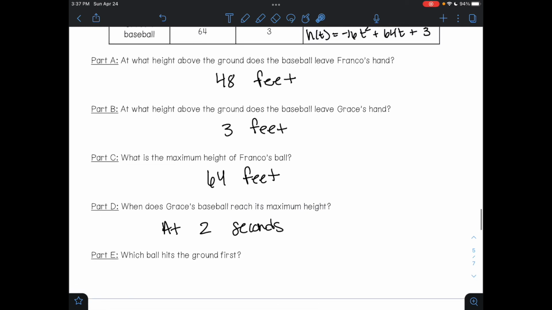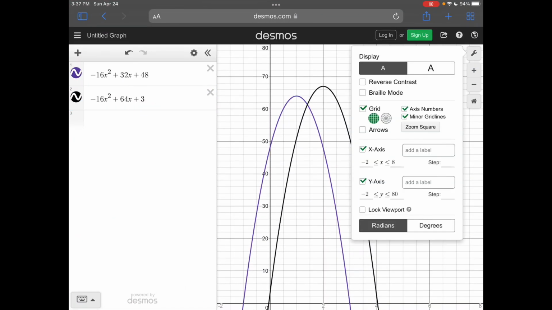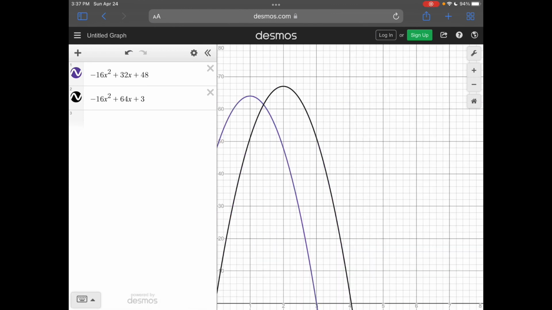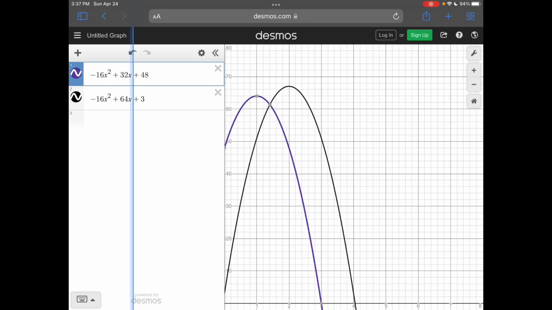And then part E says, which ball hits the ground first? So here, this might be better to see if I change this back to a 0. So here's the graph of what's happening. Franco's ball goes up into the air and then lands after 3 seconds. And then Grace's ball here starts at 3, goes up, comes back down, and lands after 4.05 seconds. So which one hits the ground first? That's going to be Franco's ball.